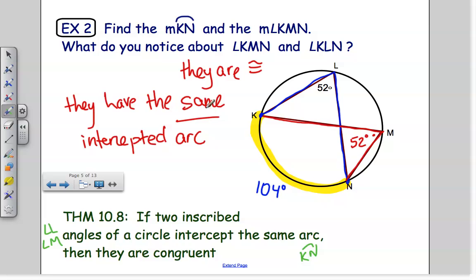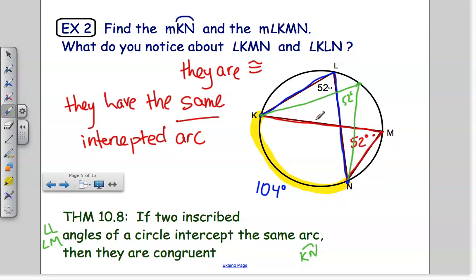And those aren't the only inscribed angles I could draw from arc KN. As long as I draw two chords from the same points, K and N, that angle would also be 52 degrees, because it's another inscribed angle with endpoints at the same intercepted arc, K and N.